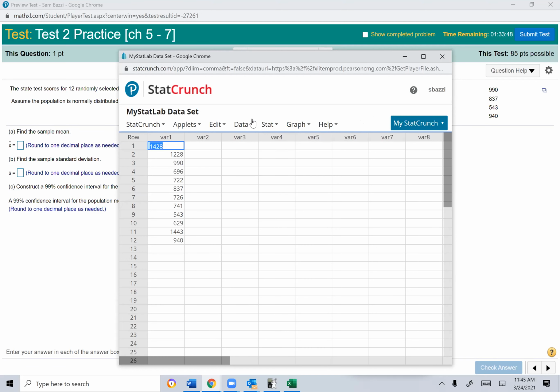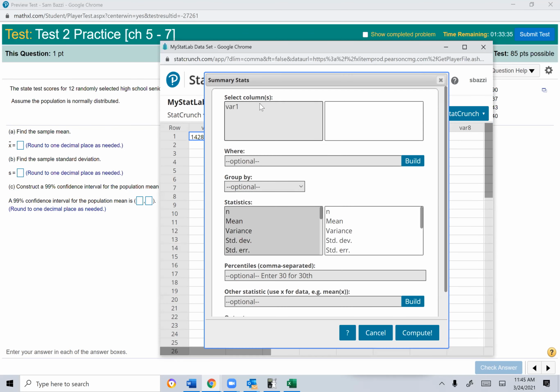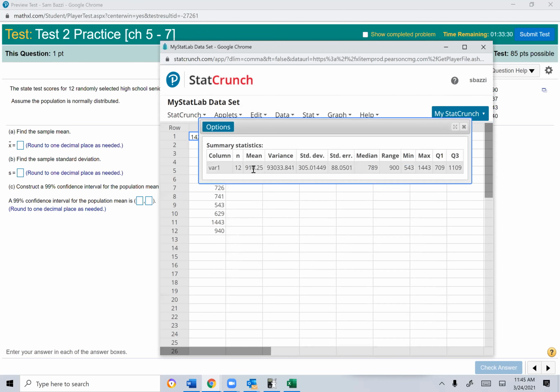Since you did the project earlier, you should know how to find the mean and the standard deviation. Here's how you find the mean and standard deviation. You go to stat, summary statistics, columns, select. Okay, and let's hit compute. And guys, look, this is the mean 910.25. And the standard deviation is 305. How many decimals? He says 1 decimal place. So your mean is 910.25 and your standard deviation is 305.0. Okay.